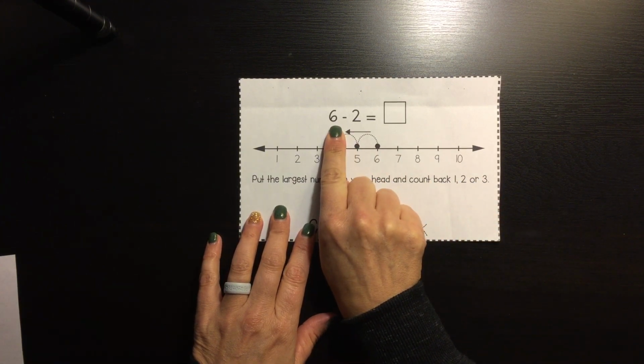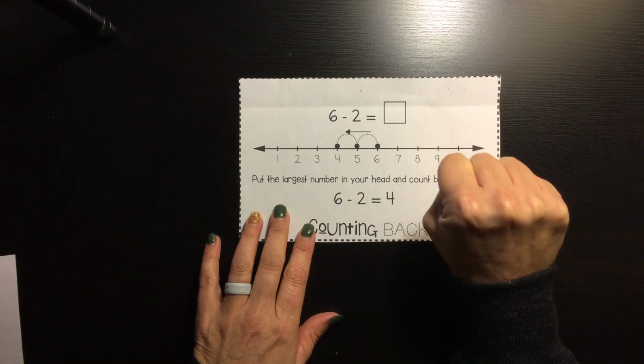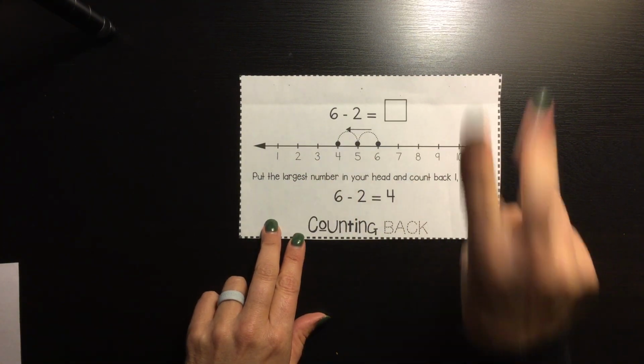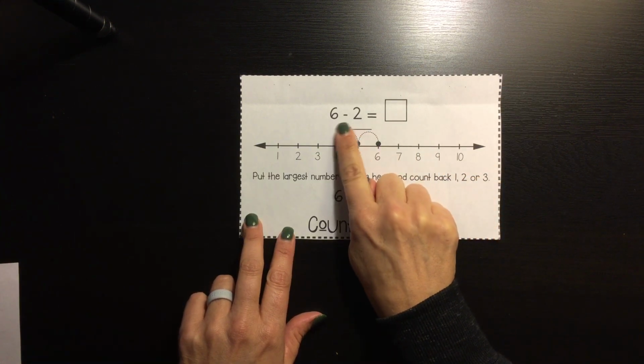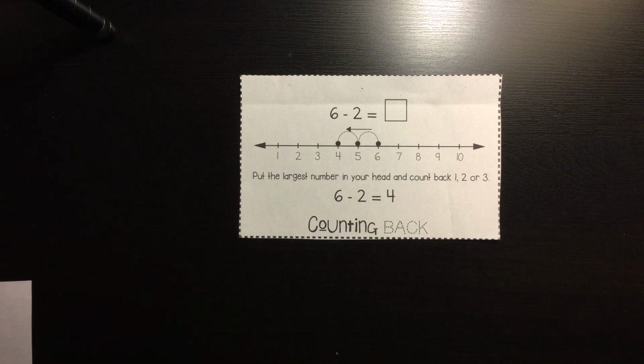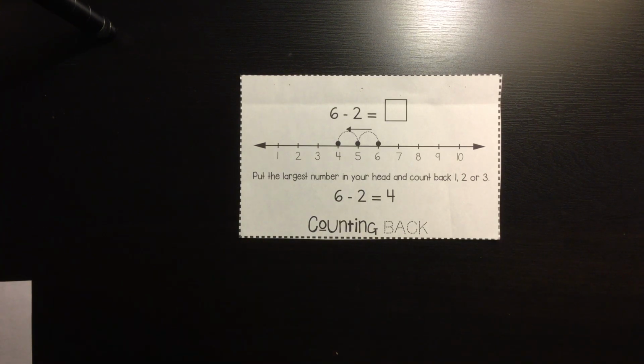So in this problem, we have 6 minus 2. So I can put that 6 in my fist, and I'm going to count back 2. 6, 5, 4. So the difference in 6 minus 2 is 4. Pause the video and find the Nearpod slide with the counting back 1, 2, or 3 strategy.